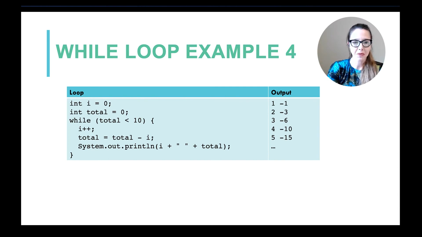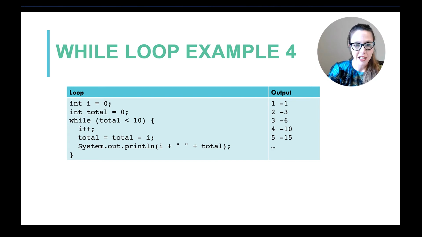Here's a third example. This time, at least we're assured of some output. In fact, we're assured of a lot of output. In this case, we see I is set to 0, total to 0. But this time we can see that there is likely a typo. There's a logic error. And we have I incremented and total is set to total minus I.